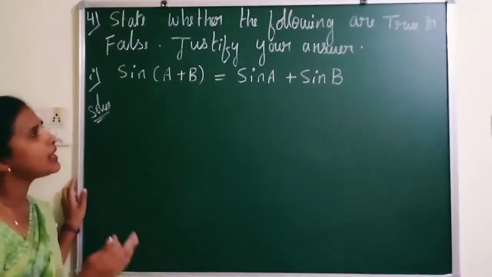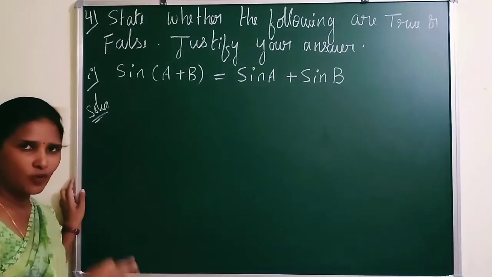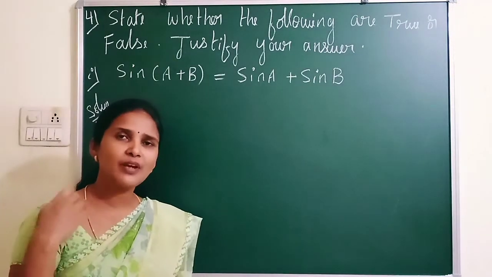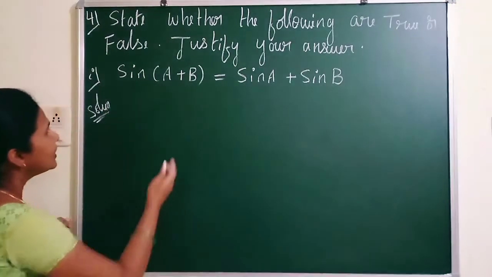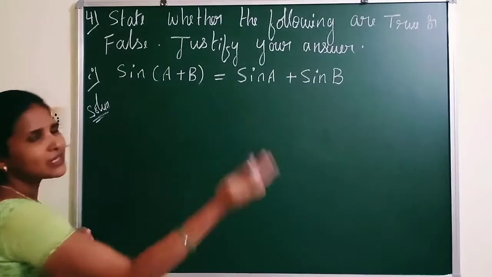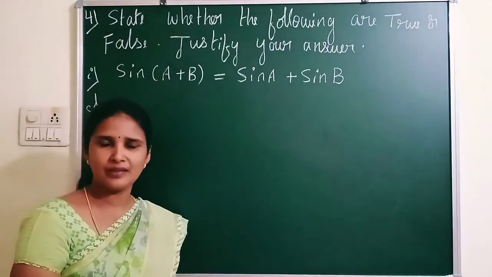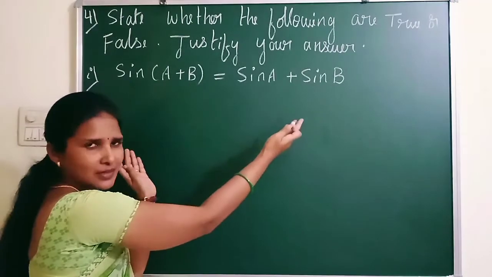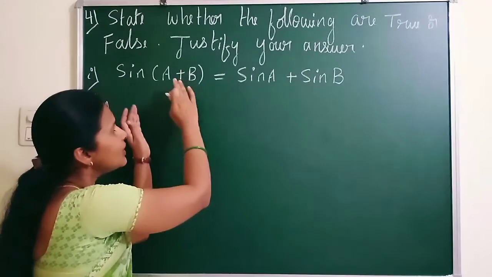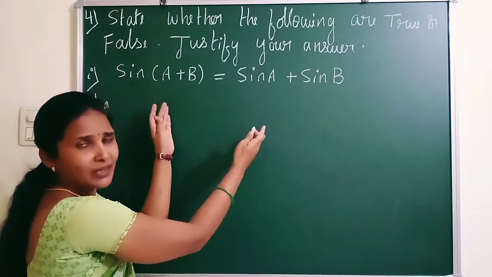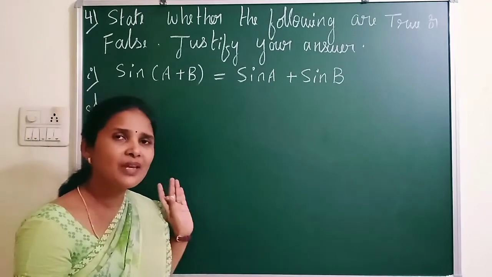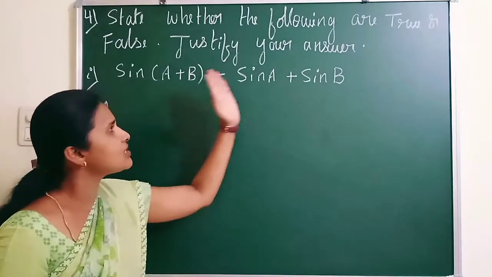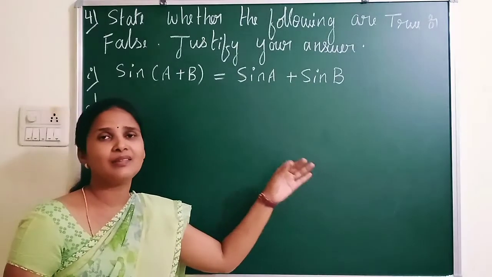State whether the following are true or false and also justify your answer. So we have to tell whether it is true or false and also give the justification. Now, whether sin(A + B) equals sin A + sin B. This is not an identity. It is an equation with LHS and RHS and an equality sign. If this should hold, it should be true for all values of A and B. A and B may be any specific angle or any angle, both LHS and RHS should be equal. Then only we can say it is true.